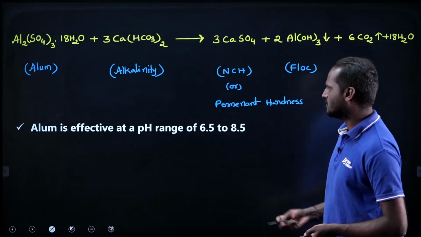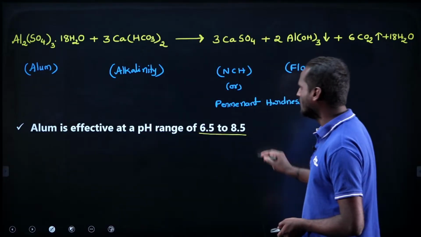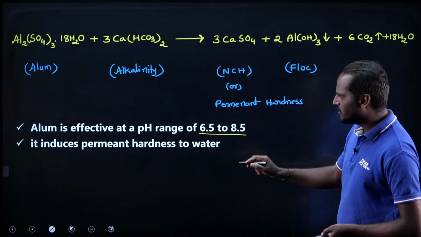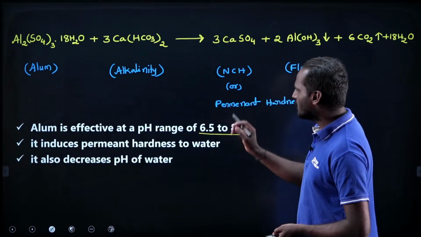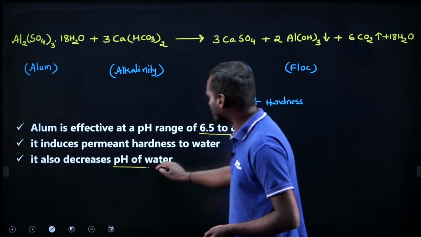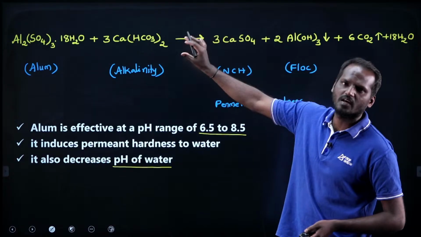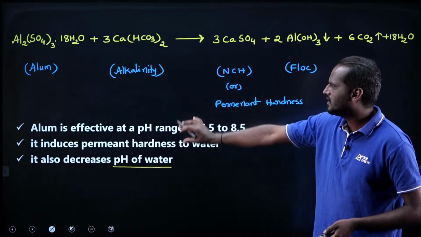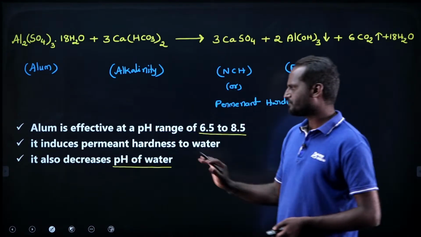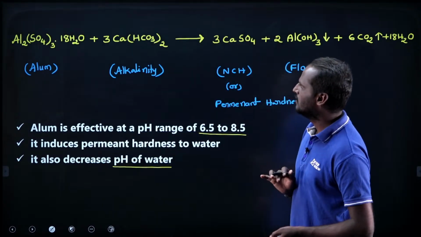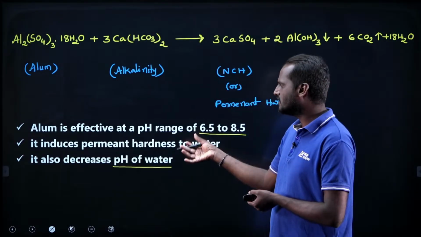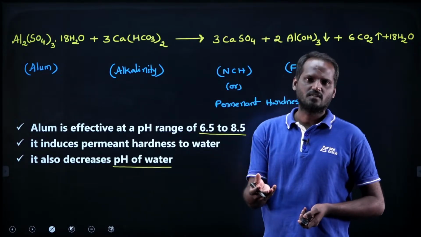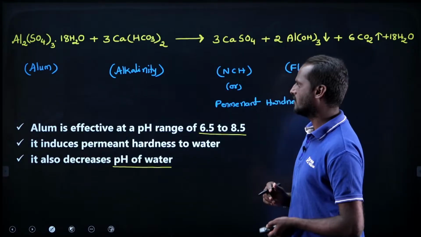It is effective in the pH range 6.5 to 8.5, and it induces permanent hardness, non-carbonate hardness, to water. It also decreases the pH of water. According to the given chemical reaction, we can understand these three statements in a much better way. This is about alum. We are not only covering that question; with the help of the question, we are revising very basic concepts in the coagulation chapter also.